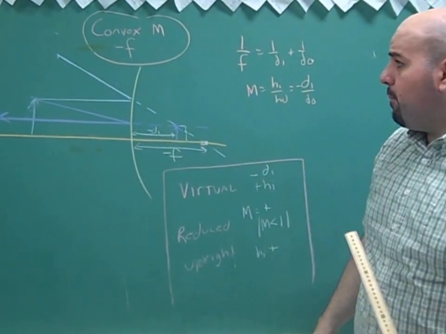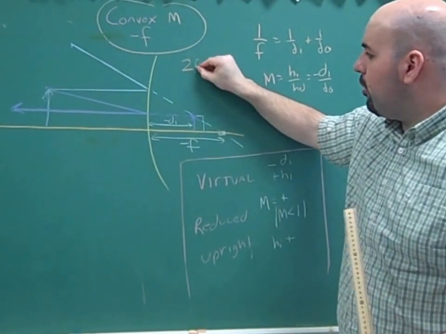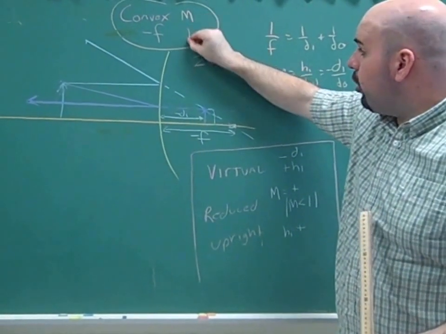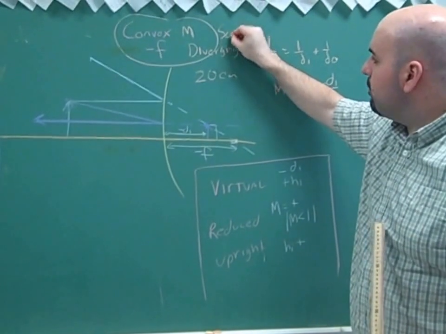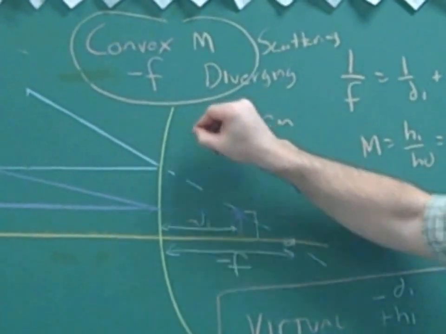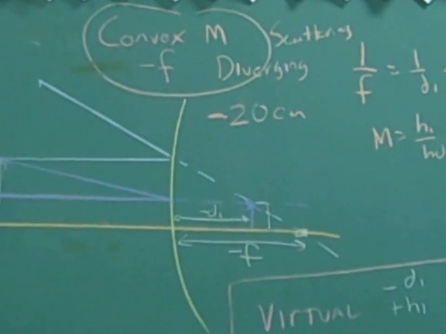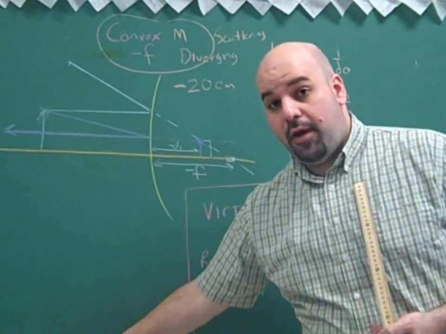Sometimes in physics, we're big jerks. We say the focal length of the scattering or diverging mirror is 20 centimeters. If you see the phrase convex mirror, diverging, scattering, then you know to make that value negative. And it will make a huge difference mathematically. I'm talking very different numbers. You do not want to be caught that way.